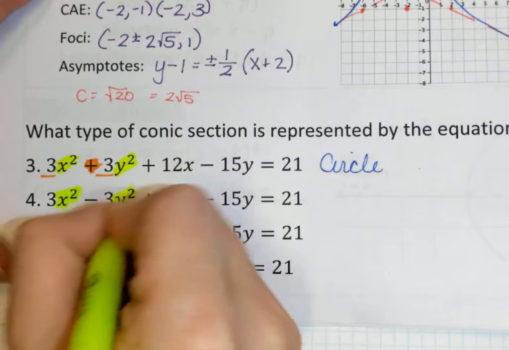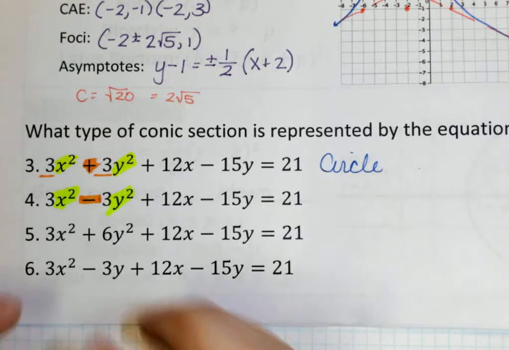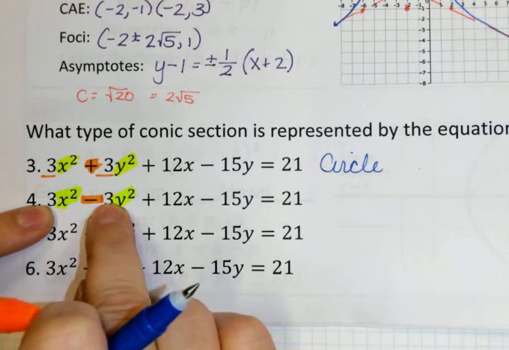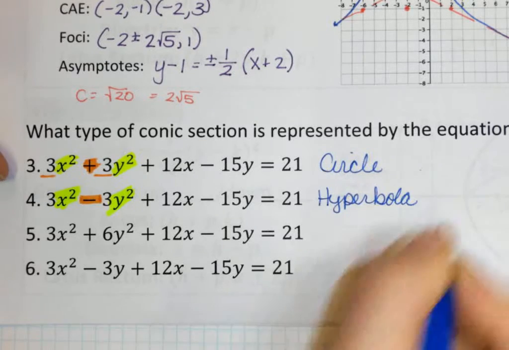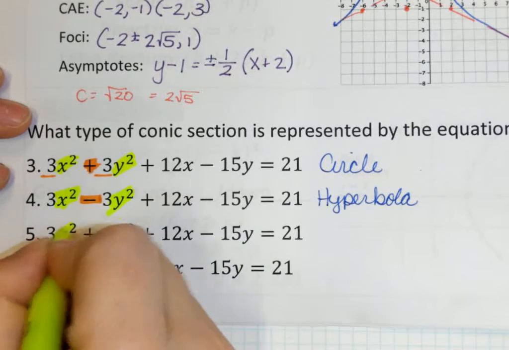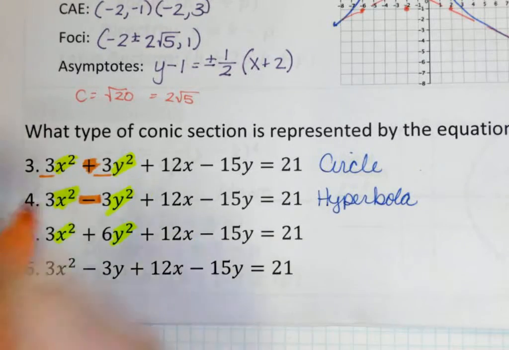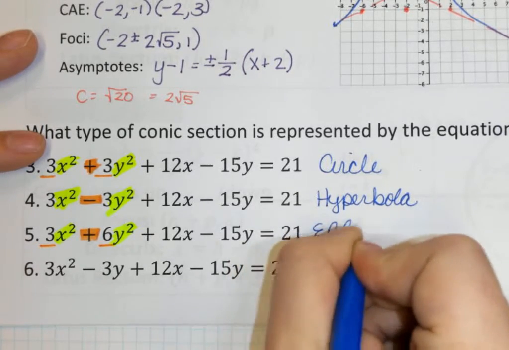Yep, we still have squares, but this time I have a negative. So what does that tell me? Hyperbola. Hyperbola, we don't care whether these numbers are the same or different. We only care about that minus sign. Okay? Then we look at the third one. What's important here? Yep, we've got addition. So we still have x and y squared. We have a plus, but these two numbers are different. What does that make this one? An ellipse.